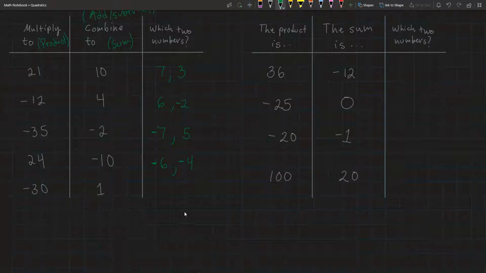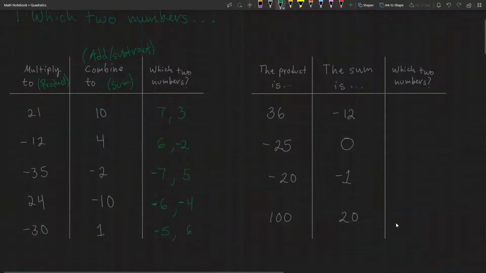All right, something multiplies to a negative 30, combines to a 1. I'm thinking something like 6 and 5, or 5 and 6. So you can see the order doesn't really matter. 5 and 6, and I know one of those has to be a negative. If this is a positive 1, then I know that it's got to be a negative 5. Negative 5 plus 6 is 1. Or you can think 6 minus 5 is 1. There we go.